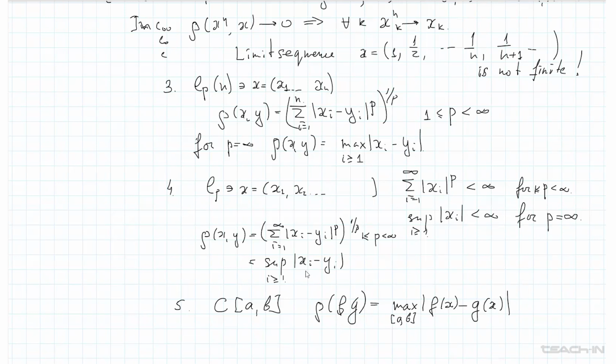This space is not complete, because the limit of a sequence of continuous functions needs not to be continuous. But the uniform limit needs to be continuous, if we take the uniform metric. So then it's complete. All these spaces are complete.